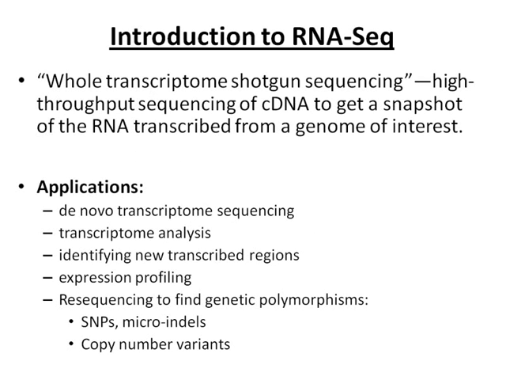So first, to introduce RNA-Seq, it's also called whole transcriptome shotgun sequencing. This is high throughput sequencing of a cDNA population to get a snapshot of the RNA transcribed from a genome of interest. Like I said, this is a snapshot of what's happening at one specific moment in time in one population of cells. The advantages of RNA-Seq over previous transcriptome approaches like microarrays are that you can do de novo transcriptome sequencing if you don't have a genomic sequence, you can find genetic polymorphisms, and you can identify newly transcribed regions.